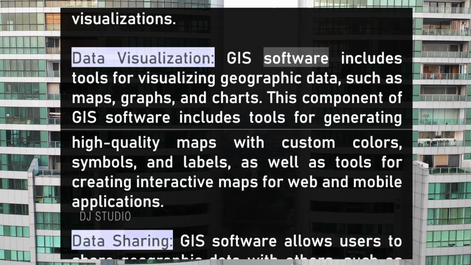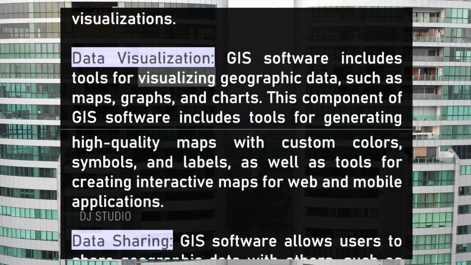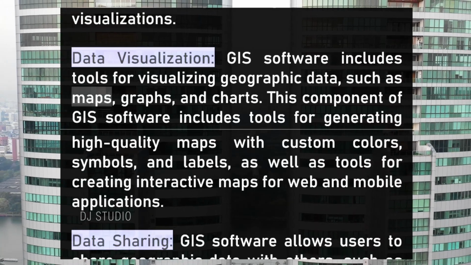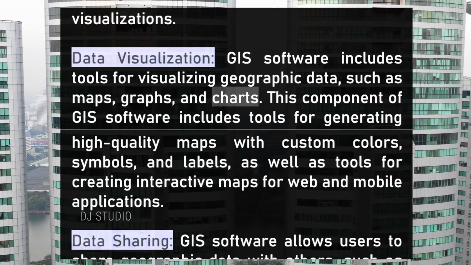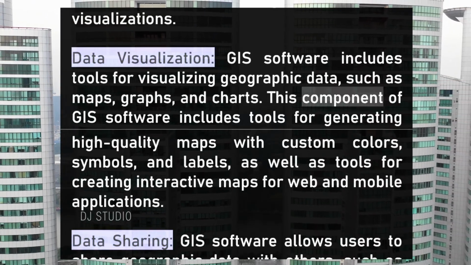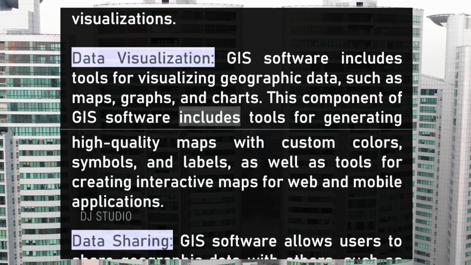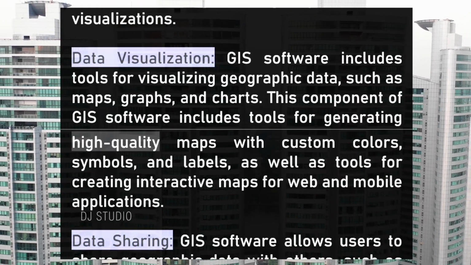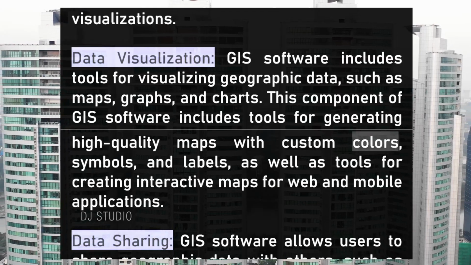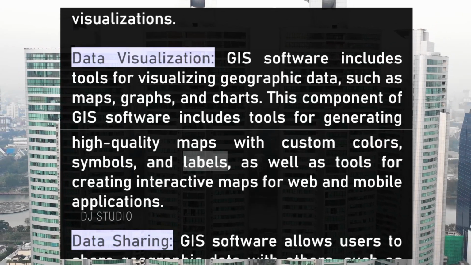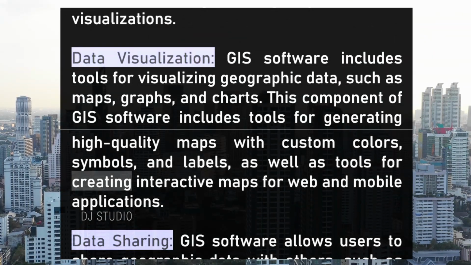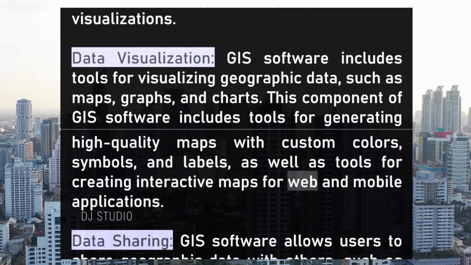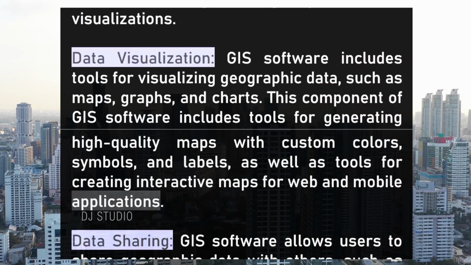Data visualization. GIS software includes tools for visualizing geographic data, such as maps, graphs, and charts. This component of GIS software includes tools for generating high-quality maps with custom colors, symbols, and labels, as well as tools for creating interactive maps for web and mobile applications.